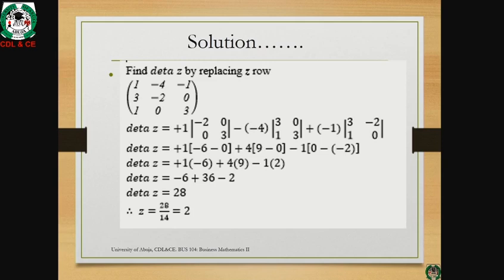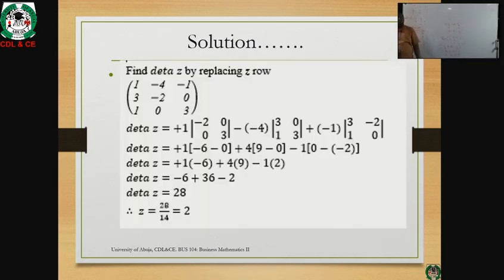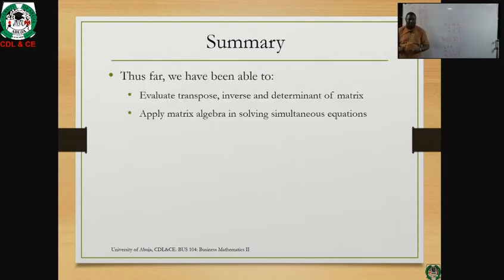Bearing in mind what we've done so far, you will realize that we've been able to learn the following. We've been able to understand the transpose of a matrix and the inverse of a matrix. And remember, you cannot obtain the inverse of a matrix without obtaining the determinant first. Then obtaining the cofactor by introducing the alternate signs. Then you transpose the cofactor to get the adjoint. Then divide the adjoint by the determinant of the matrix. Then you have the inverse of a matrix. Lastly, what we just finished is applying matrix algebra to solve simultaneous equations.